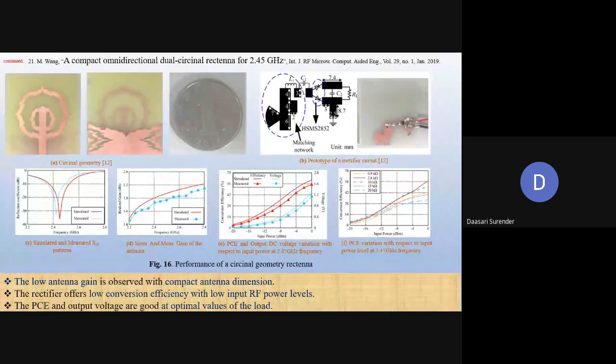Here the maximum gain achieved is 2.2 at the resonant frequency, the maximum gain is 2 dBi. So when the dimension of the antenna is less, it affects the gain performance more. And the rectifier offers low conversion efficiency with low input RF power levels.